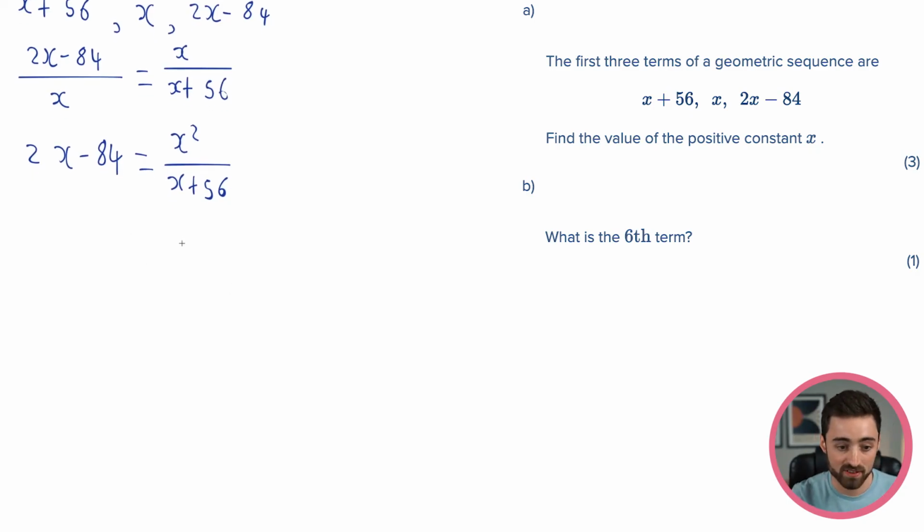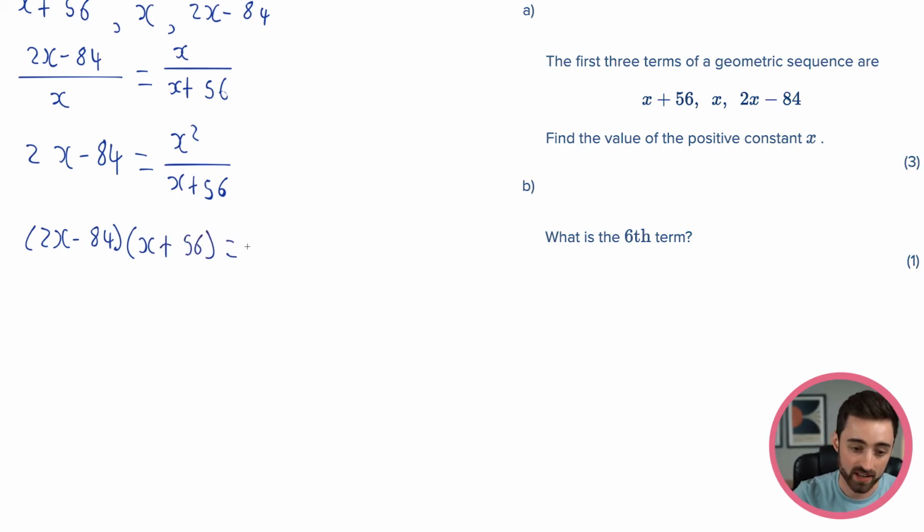So I'm going to multiply everything by x plus 56, and it looks like we're going to get some mad numbers here. So 2x minus 84, remember brackets here. Why? Because I'm multiplying the whole left-hand side by x plus 56. I'm going to get equals x squared.